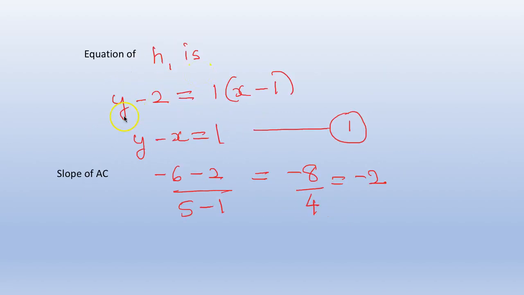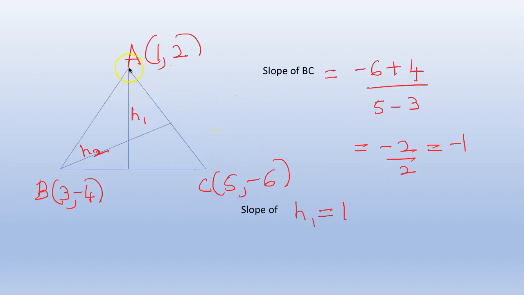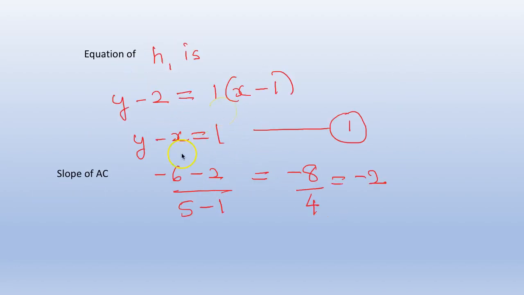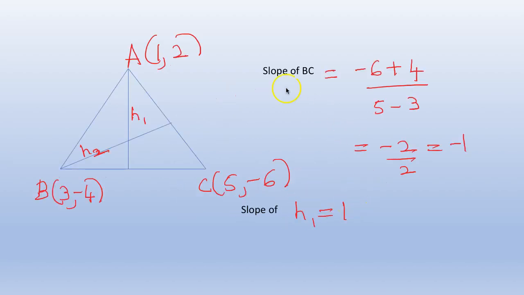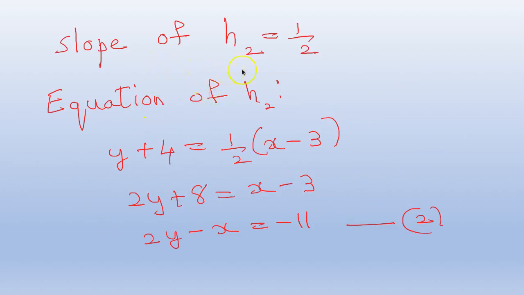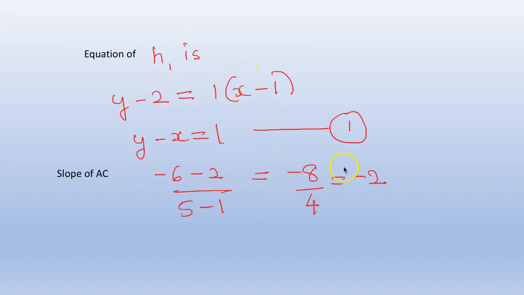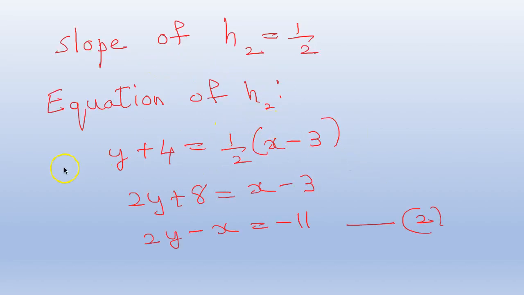So equation of h1 will be y minus 2 equal to 1 into x minus 1 or y minus x equal to 1. Slope of AC will be minus 6 minus 2 by 5 minus 1, which is minus 8 by 4, which is minus 2, and h2 passes through 3, minus 4. So slope of h2 will be half since it's perpendicular to AC. Equation of h2 will be y plus 4 equal to half into x minus 3. So I get 2y plus 8 equal to x minus 3 or 2y minus x equal to minus 11.